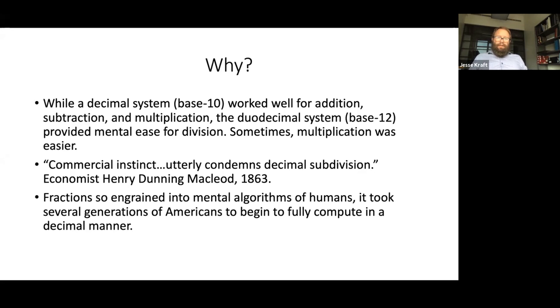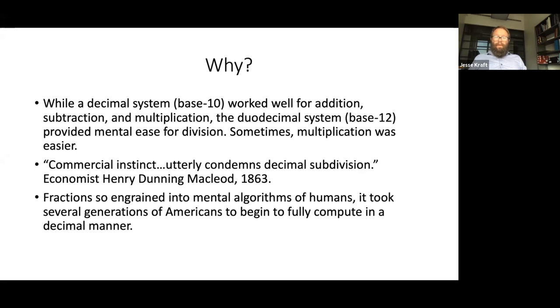In 1863, economist Henry Dunning Macleod mentioned that commercial instinct utterly condemns decimal subdivision. So he agrees that regular decimal subdivision is in fact inferior to the duodecimal system. Ultimately, fractions were so ingrained into the mental algorithms of humans that it took several generations of Americans to fully compute in a decimal manner.